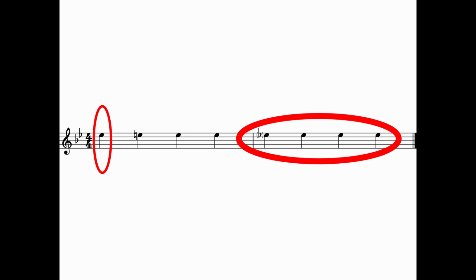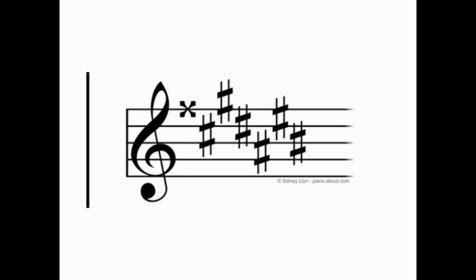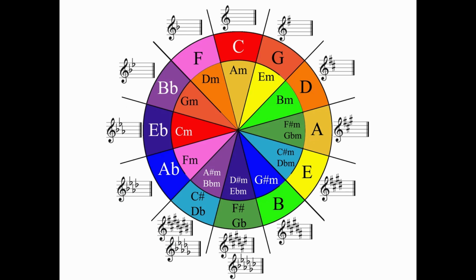The flats or sharps in a key signature mimic the flats or sharps in the major and natural minor scales. Because of this, you can't combine flats and sharps in a key signature, and you can't just add a flat or sharp wherever you want in a key signature. To determine the order of sharps and flats, we follow the circle of fifths.